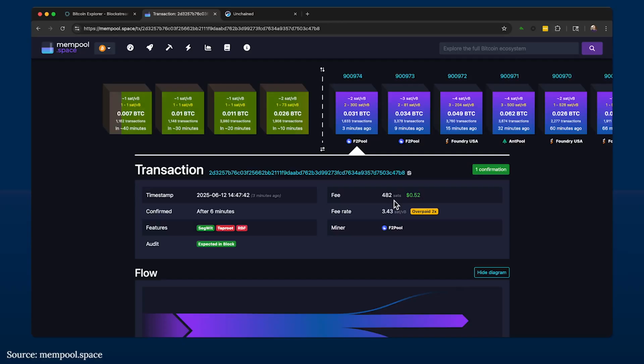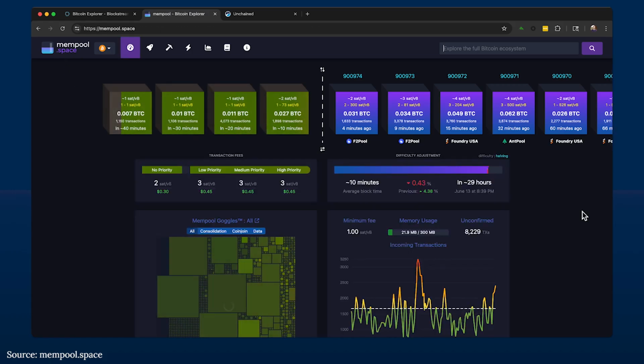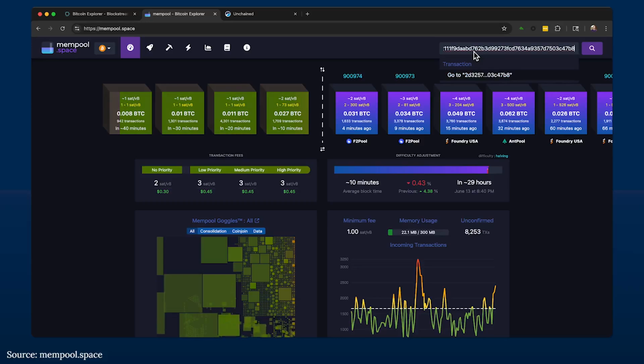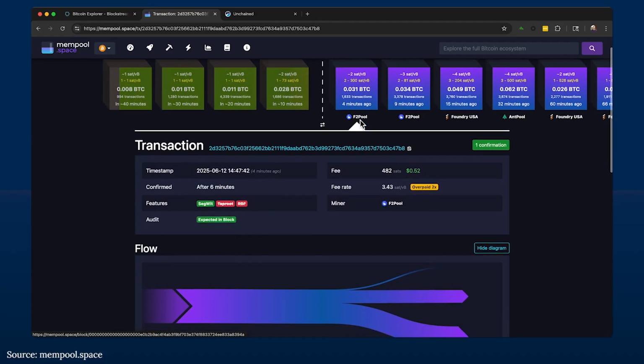paid to the miners. Now, if I have a transaction ID such as this one, and if I were just coming to the mempool.space homepage, I could paste the transaction ID up in the search bar and hit search. And that's going to point to where the transaction is on the blockchain or potentially still pending. And I would be met with all of that information that we just covered.